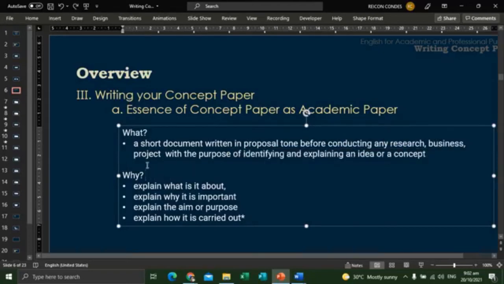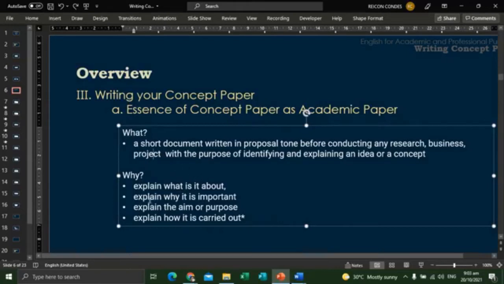Now, bakit gagawa ng concept paper? So, concept paper explains what it is about, saan ang research ninyo, about saan ang business proposal ninyo. And yes, pwedeng ang sa ABM ay mga business proposals ang inyong gawin. Pwede naman sa humanities, even STEM, and even TVL, isang project proposal. Pwede nyong yun ang gawin, basta ito ay inline sa inyong strand.